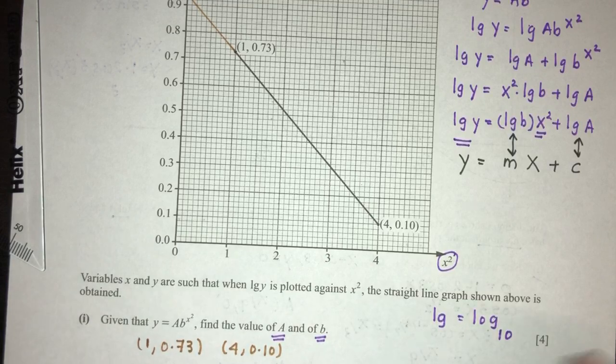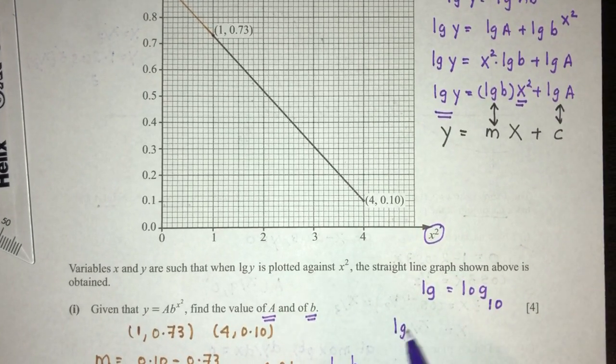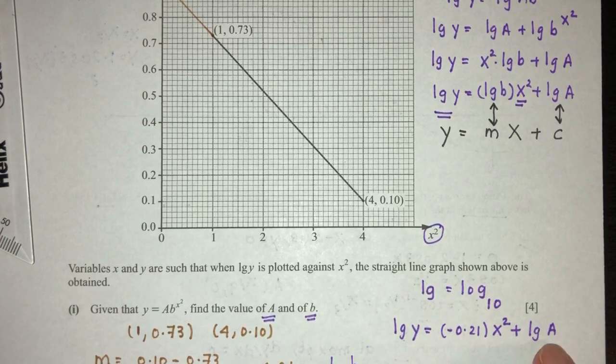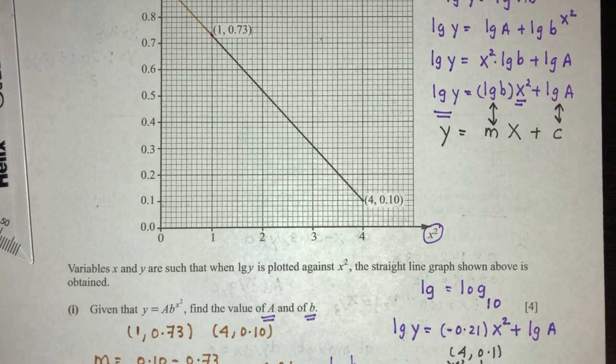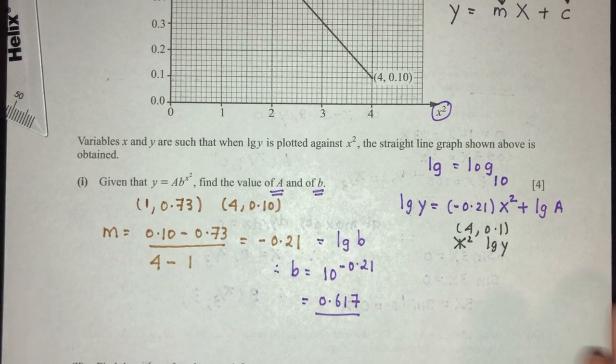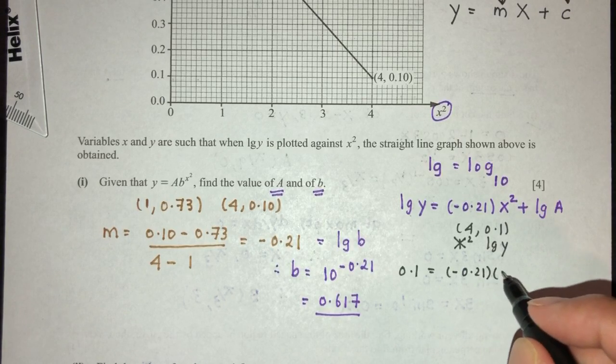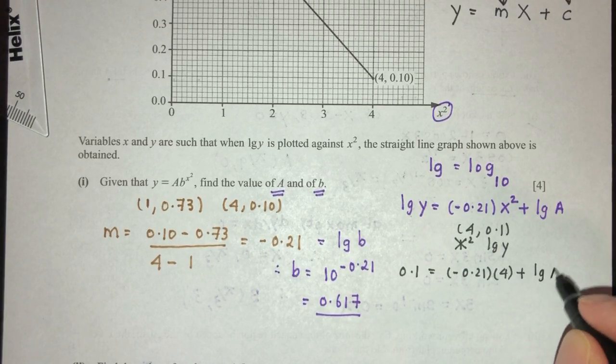So right now your equation will look like this. We have log y equal to minus 0.21 times x squared plus log a. We can use a point to find the value of a. Let's use this point, 4 and 0.1. This is your x squared, and this one is log y. So replace in the equation. You will have 0.1 is equal to minus 0.21 times 4 plus log of a.